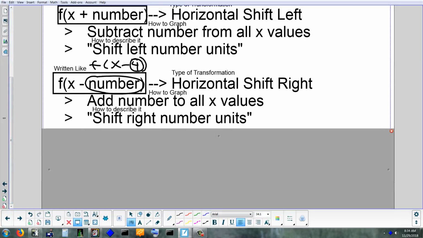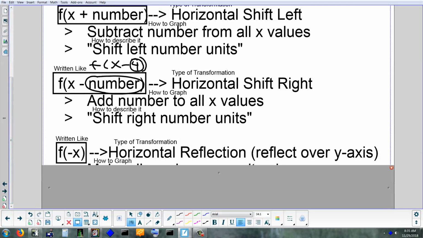And what did you have to do? It was a very small thing. But what did you have to do to reflect something? A negative sign. When you did it vertically, where was the negative? Inside parentheses or outside? It was outside. Well, now we're going to put it inside. So whenever you put a negative in front of something, it causes a reflection. If you put it outside, it's a vertical. If you put it inside, it's a horizontal.